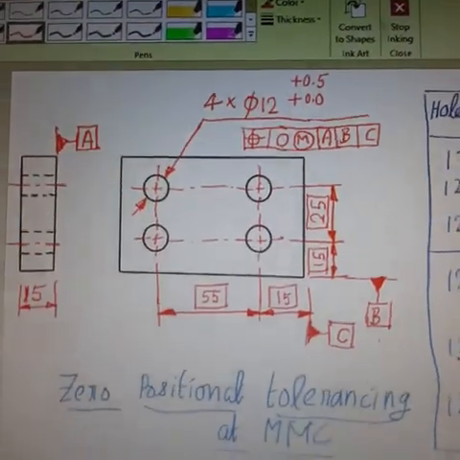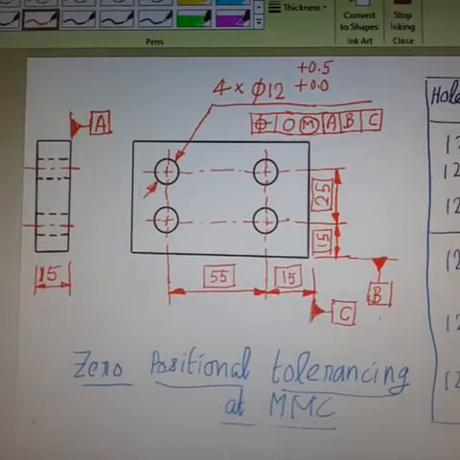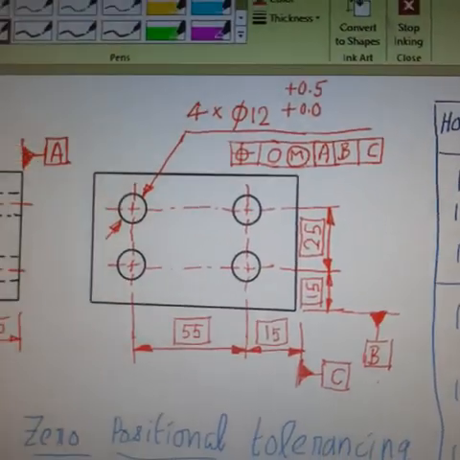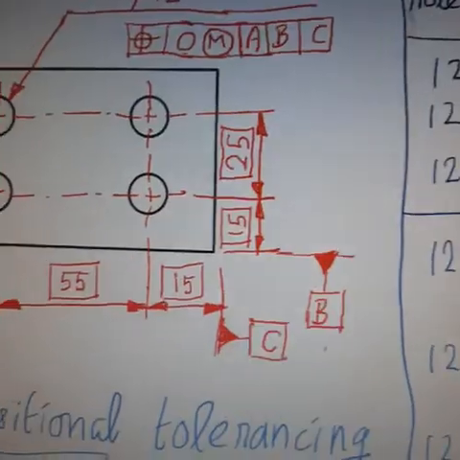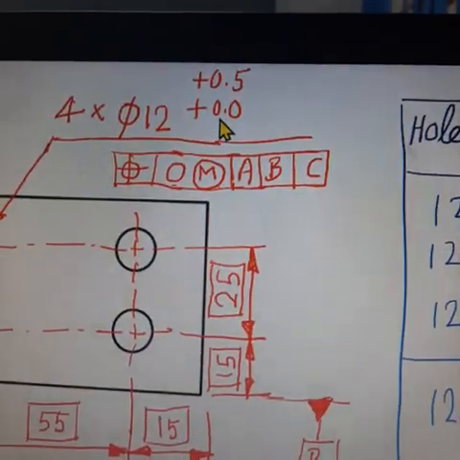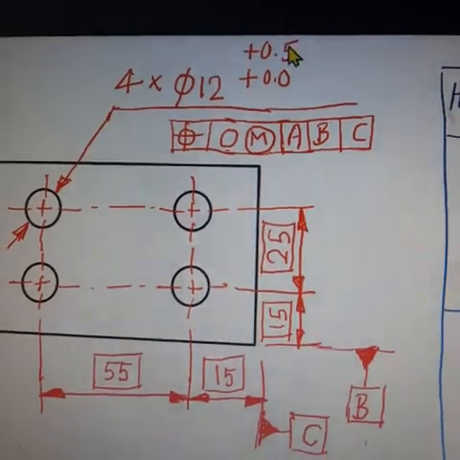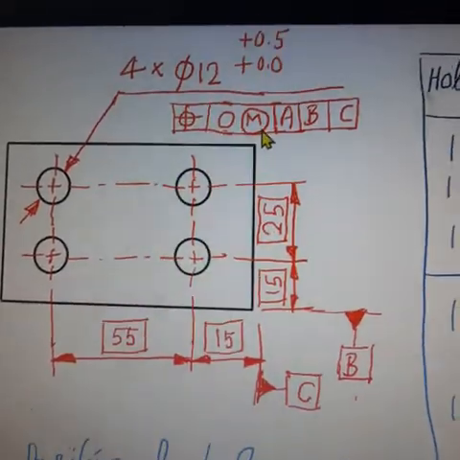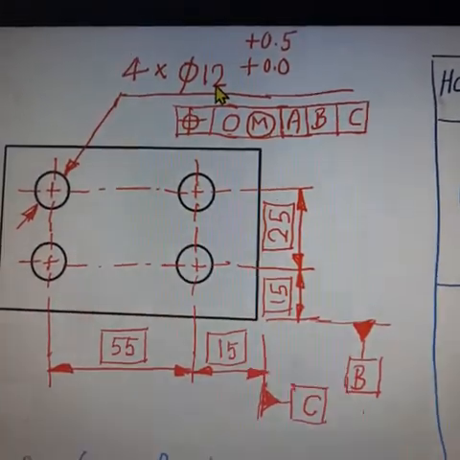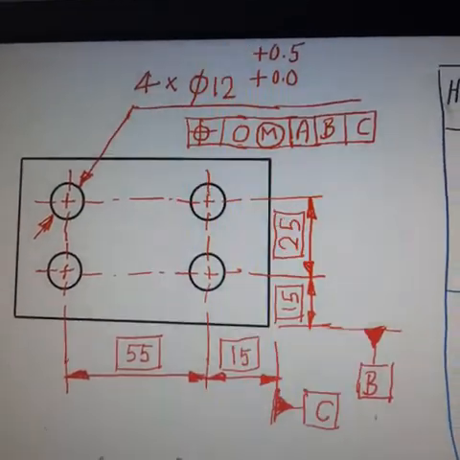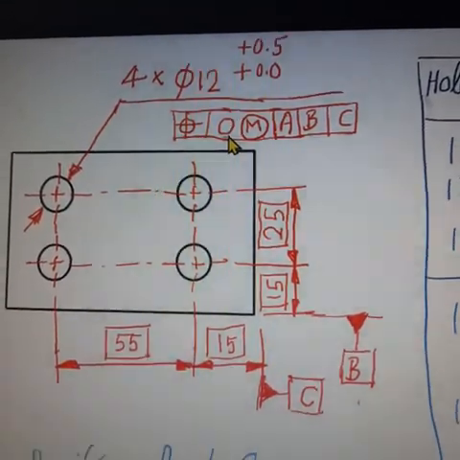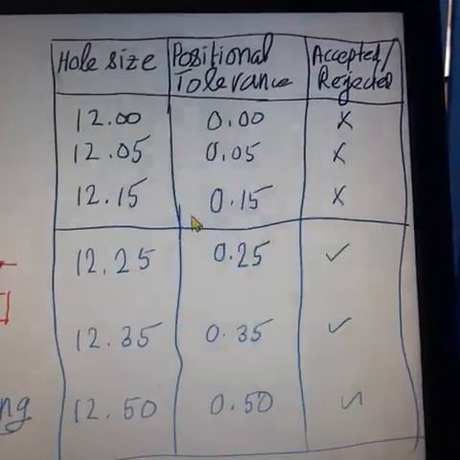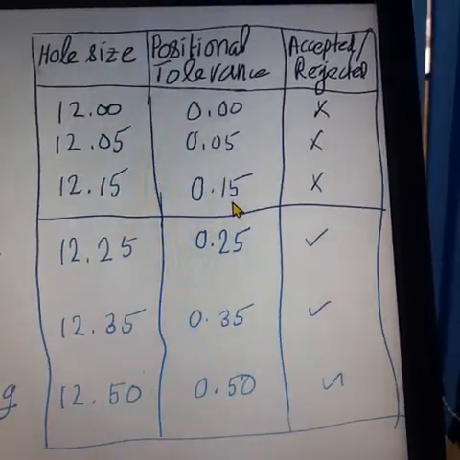So this is the final answer. The drawing has been converted using zero position tolerancing. So 12 plus 0 plus 0.5 is the new limit. When you convert the drawing using zero position tolerancing, the applicable value of position tolerance is 0 at MMC. So what is the MMC size now? Now the MMC size becomes 12. When the hole is 12 mm, the applicable value is 0. When the hole is 12.05, the applicable value is 0.05. When the hole is 12.15, the applicable value is 0.15.